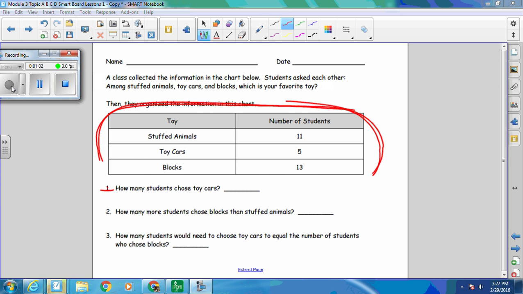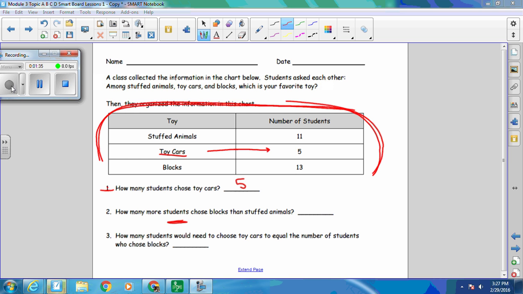Number 1, pretty straightforward. How many students chose toy cars? Go to toy cars, 5. This is where the curveballs start coming. How many more students chose blocks? What I've told them is when they see the words how many more or how many less, it's automatically subtraction because they're looking for a difference. If they see the word total, it's addition.